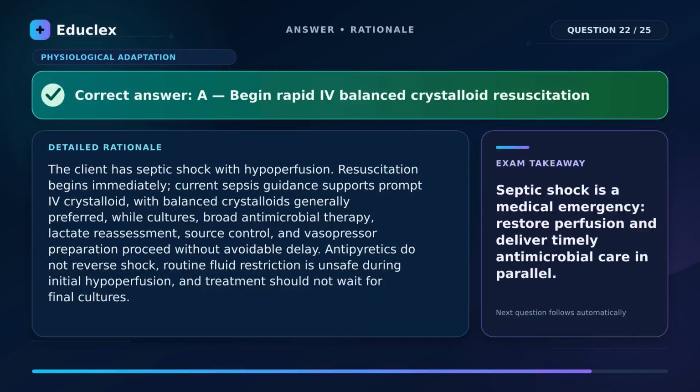Antipyretics do not reverse shock. Routine fluid restriction is unsafe during initial hypoperfusion, and treatment should not wait for final cultures. Exam takeaway. Septic shock is a medical emergency. Restore perfusion and deliver timely antimicrobial care in parallel.